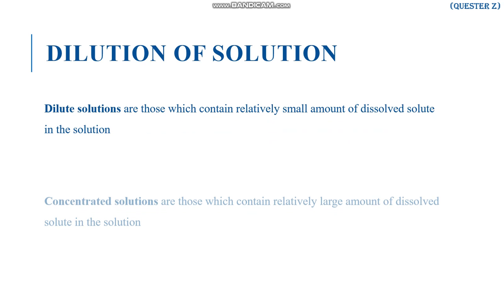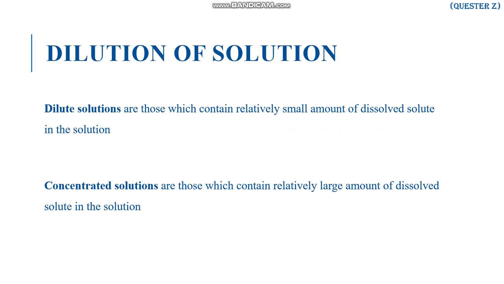Dilution of solution: basically two kinds, dilute solutions and concentrated solutions. Dilute solutions contain a small amount of dissolved solute, while concentrated solutions have a large amount of dissolved solute. For example, if we have two glasses of water, one containing 1 tablespoon of salt and the other containing 2 tablespoons of salt, the solution which contains 1 tablespoon of salt is the dilute solution because it contains a small amount of solute, while the other glass of water containing 2 tablespoons of salt will be called the concentrated solution.